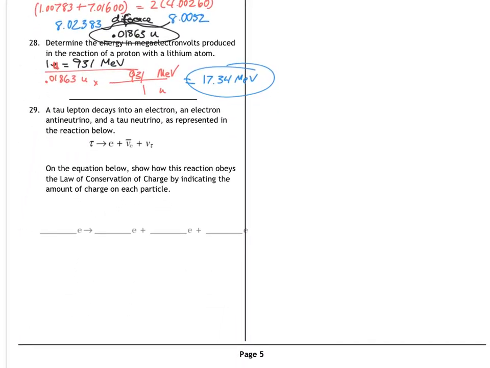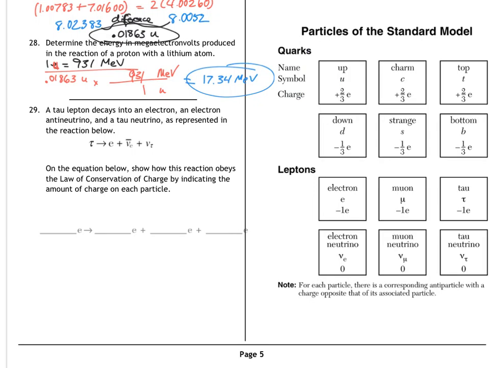Last question on this page, 29, about the tau lepton. And they want us to show how this reaction obeys the law of conservation of charge by indicating the amount of charge on each particle. So I know I would need this reference table because I just don't know what all these symbols mean or what their charges are offhand. So when I see this symbol, that's a tau, and I can find it over here. The tau is a -1 charge. And additionally, the E is an electron. You can find it here, and it's a -1 charge.